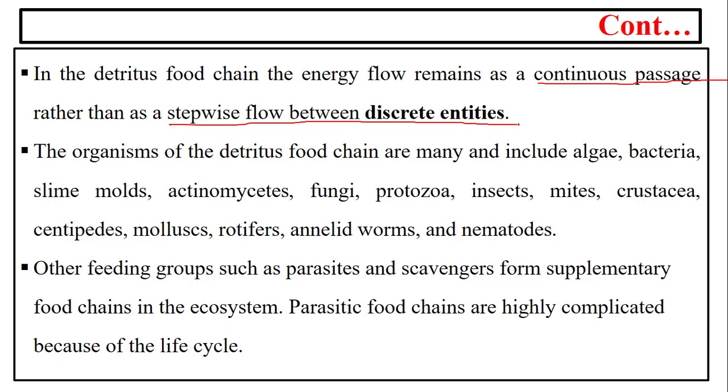Very crucial energy sources. So the organisms of the detritus food chain mainly include algae, or what? Microorganisms, bacteria, slime molds, actinomycetes, fungi, protozoa, insects, mites, crustacea, centipedes, mollusks, rotifers, annelids, worms, nematodes, and others. They are what? Microorganisms that digest the dead matter or detritus into what? Food sources.